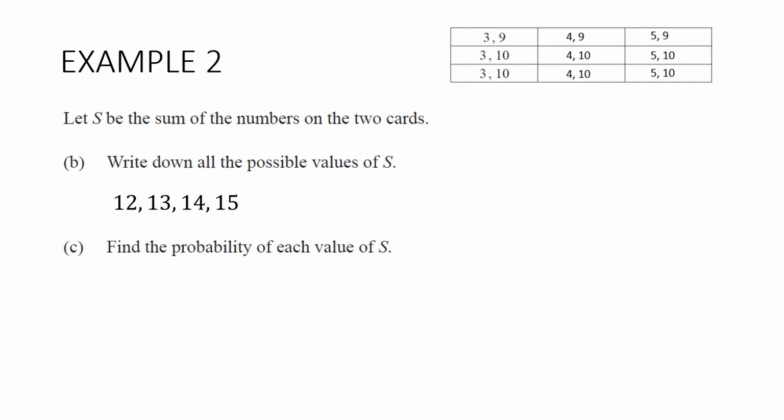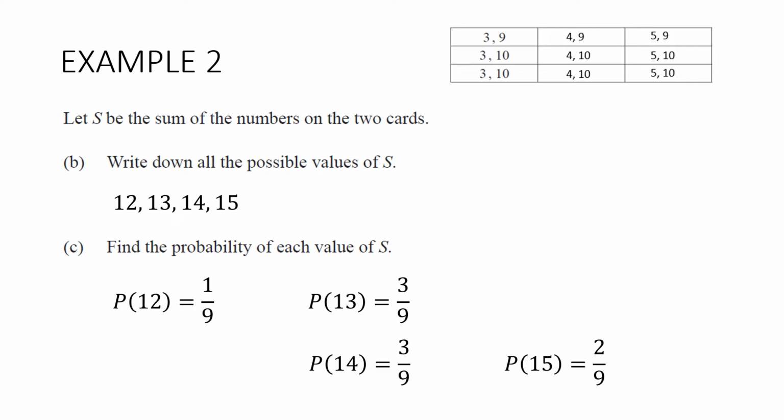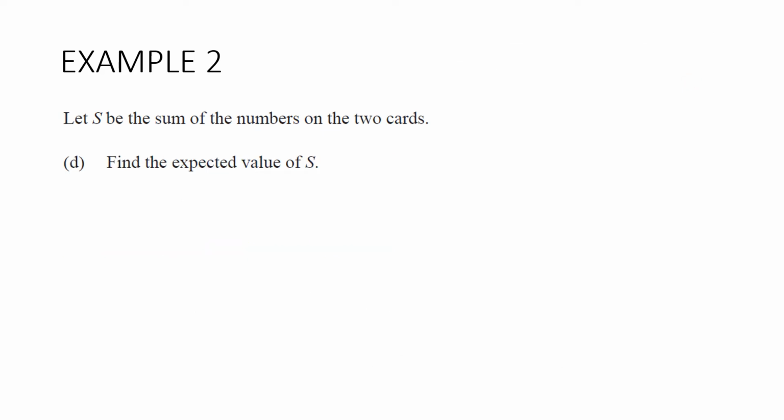Part C, find the probability of each value of S. So there's only one way of getting a 12, so the probability that we get a 12 is 1/9. For the 13, there are 1, 2, 3 ways to get a 13. For the 14, there are 1, 2, 3 ways to get a 14. And for the 15, there are 2 ways to get it. So there's our probabilities.